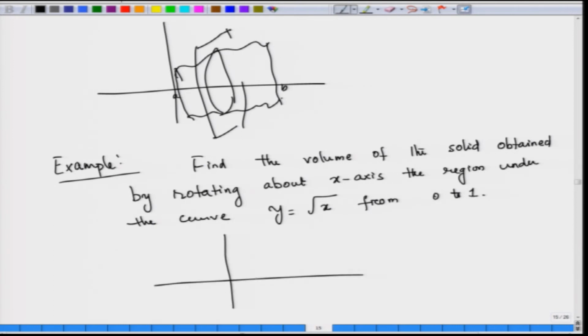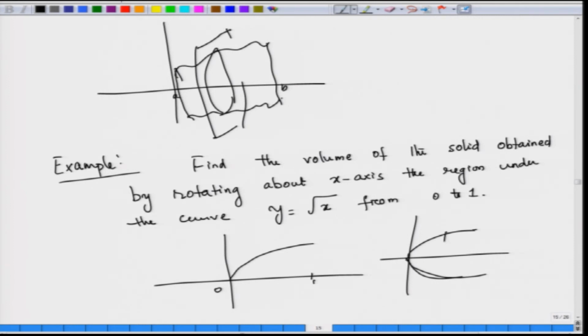We have a curve y equals square root of x from 0 to 1. Now, we are going to rotate it about the x axis. What kind of shape are we going to get? If we rotate, then this is going to be it.